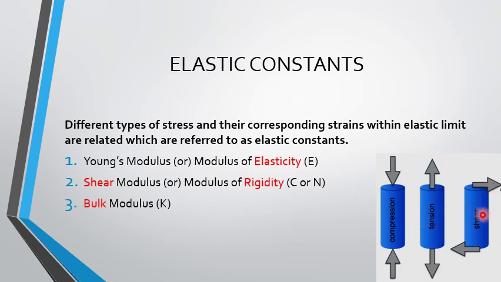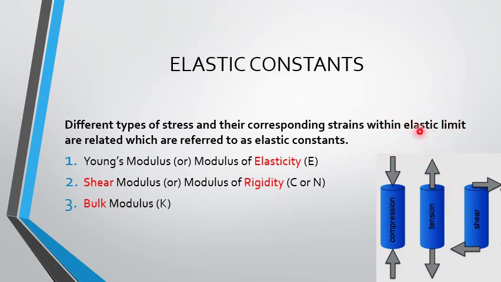Here there is an object. So it will act like the force with tangential force acting on the object. So the stress name is called shear stress. Corresponding strain is called shear strain. So these are all the different types of stresses induced by different types of forces acting on the workpiece. So all the activities are within the elastic limit.